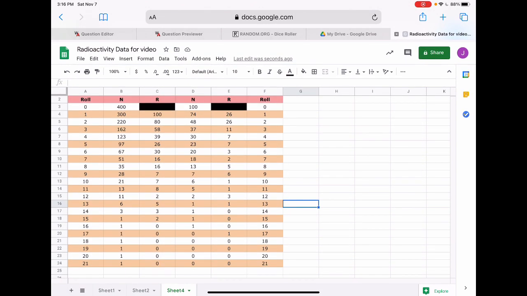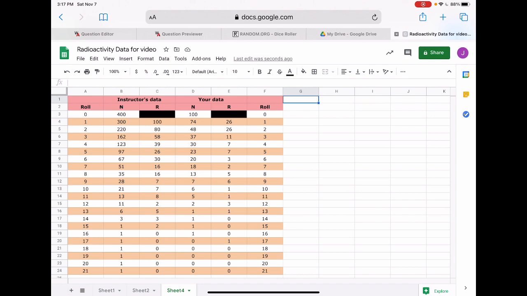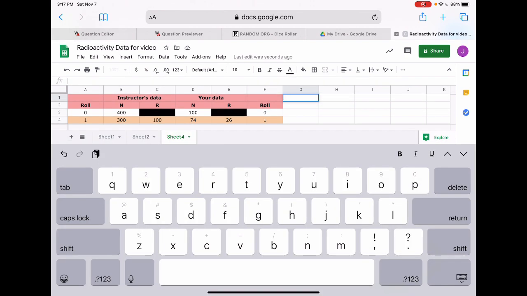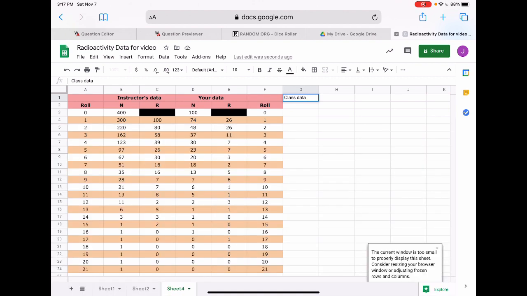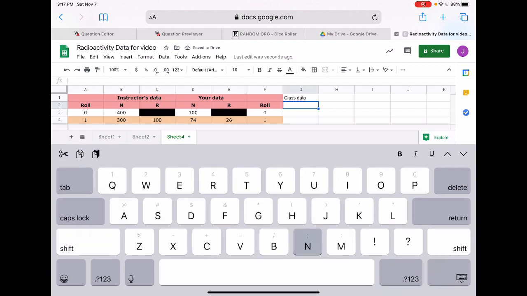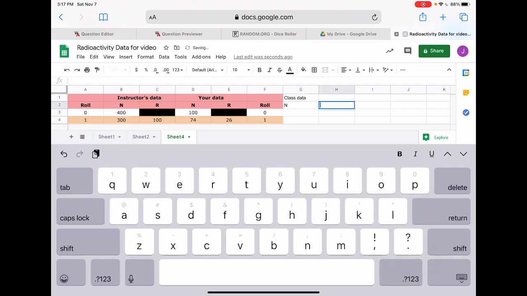Now, the next thing we're going to want to do here is we need the class data. So first let me label this. This is going to be the class data. And that's where we're combining, in this case, I'm going to combine my data with the instructor's data. This first row is going to be the first column, and this column is going to be R.